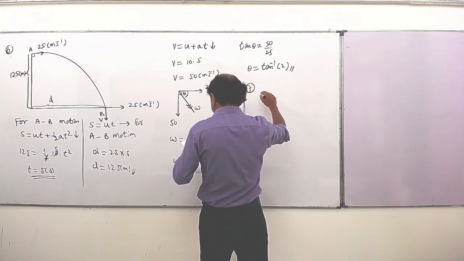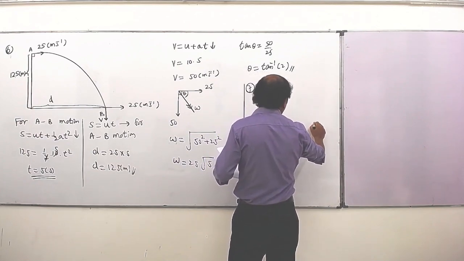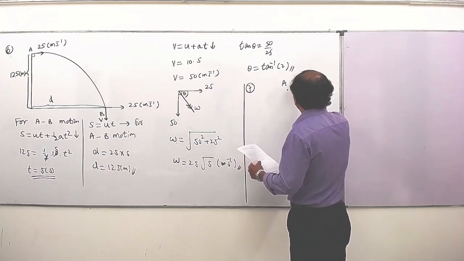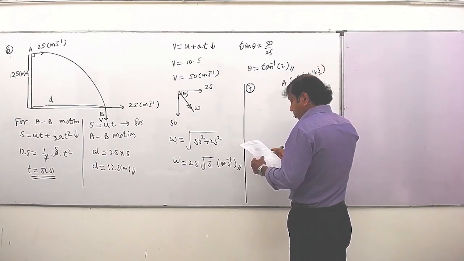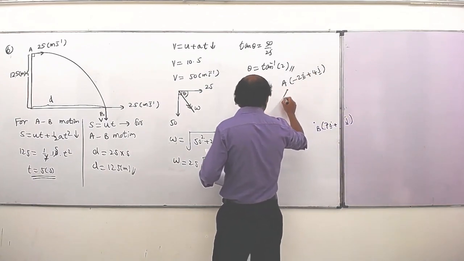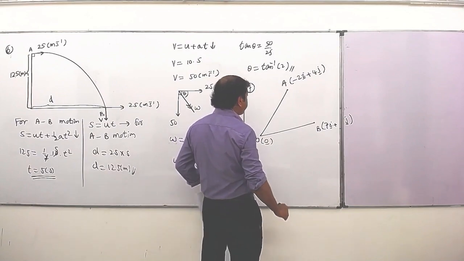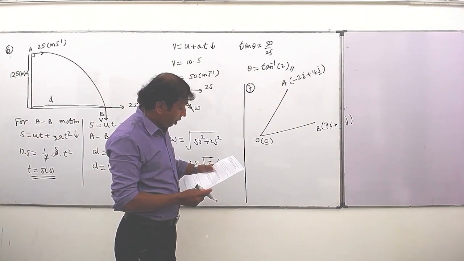Two points are given, A and B, right? I take simply point A and point B. Point A is minus 2i plus 4j. B is 7i plus j. O is here. The question vector is the null vector. Asking what? Find the vector in the direction AB.